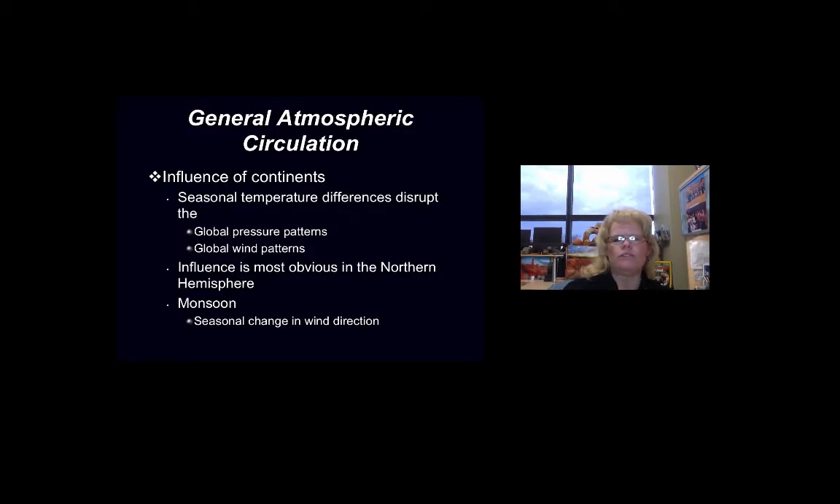Influences that could affect general atmospheric circulation include continents, which can play a role. Seasonal temperature differences disrupt the global pressure patterns and the global wind patterns. That can be a seasonal effect. The influence is most obvious in the northern hemisphere, especially during monsoon season, when you have a change in wind direction.